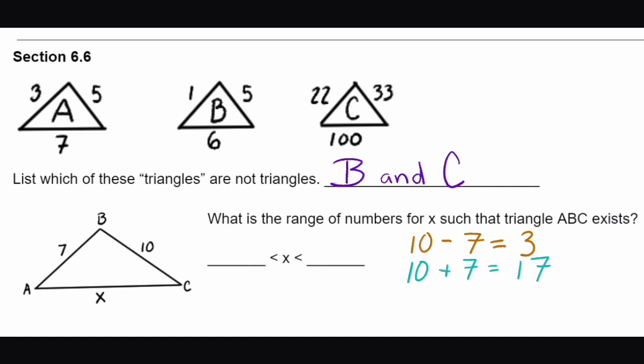And if X is the largest side, that means that it has to be slightly smaller than AB plus BC. So 10 plus 7 is 17. Making sure I got my greater than or less than symbols right, I notice that 3 is less than X, which is less than 17.